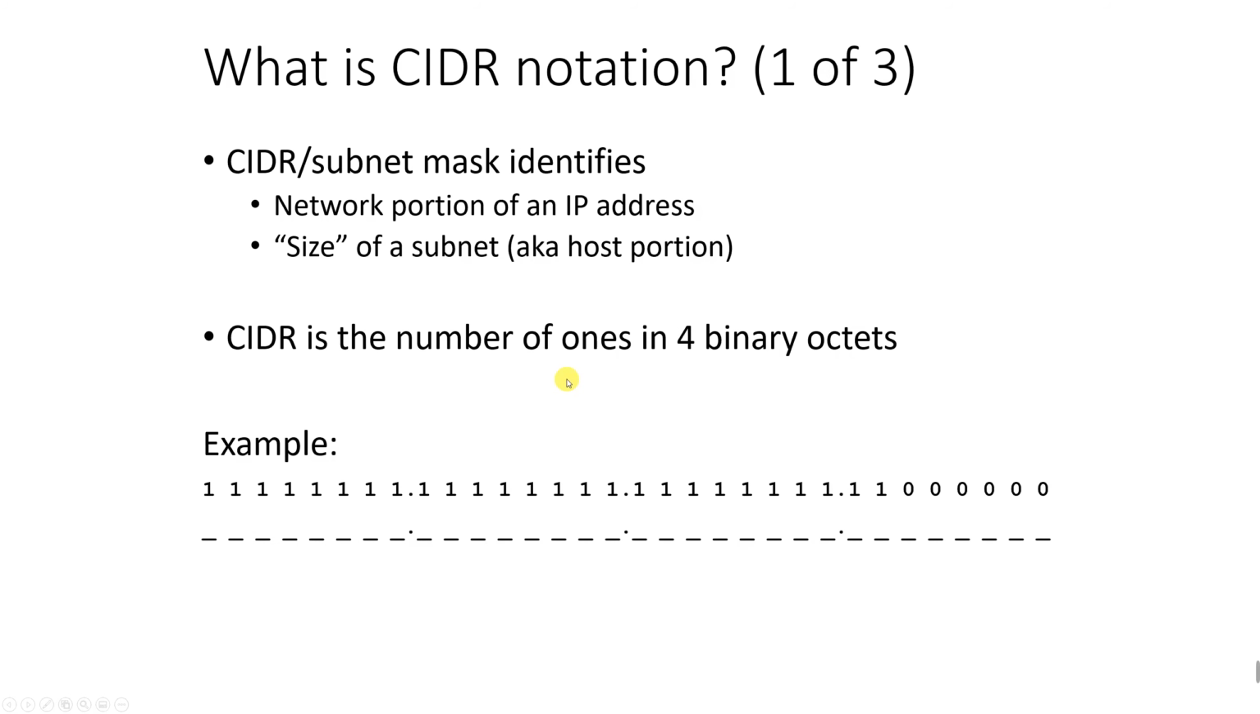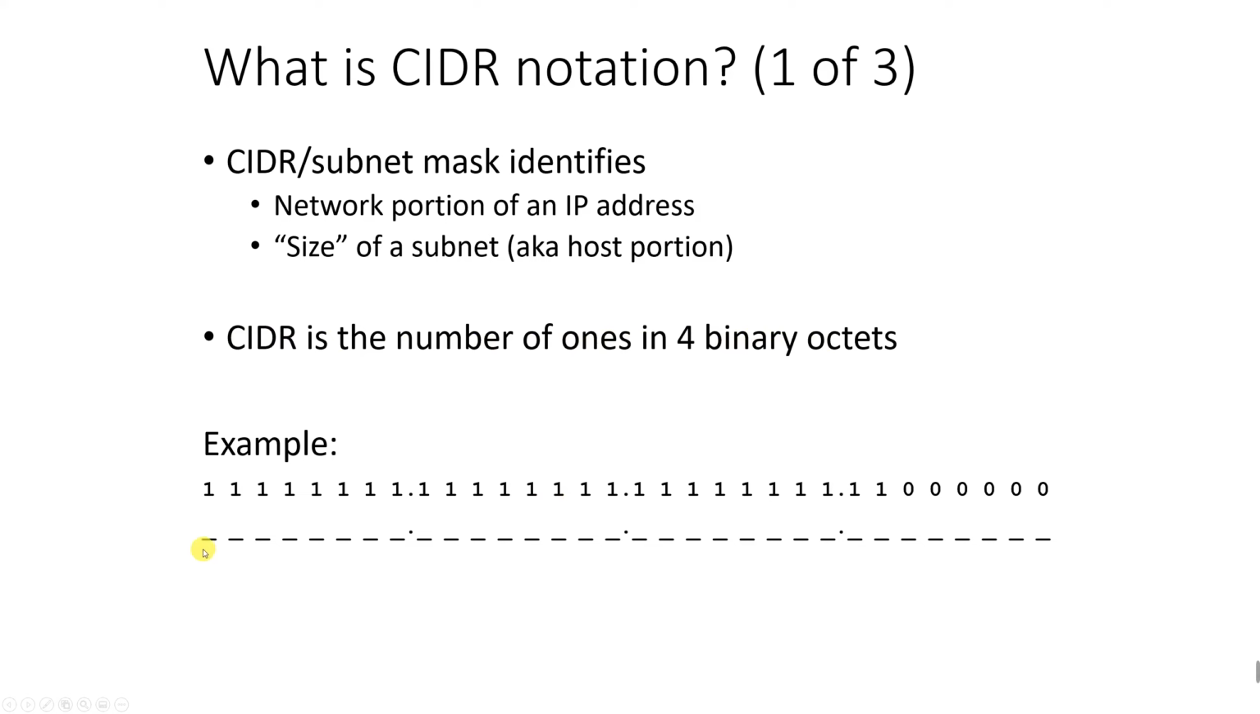Now, what is a CIDR? Well, a CIDR, or a subnet mask, identifies the network portion of the IP address. That is the part of the IP address that identifies the network and identifies the subnets that belong to a network. That's the network portion of an IP address. Now, the CIDR is the number of ones in 4 binary octets.